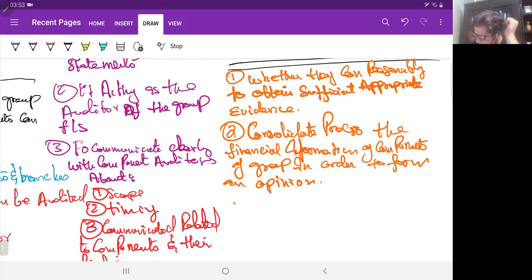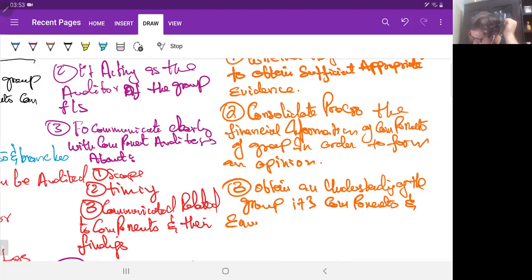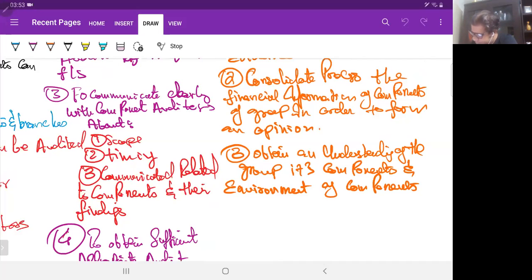So then what you have to do is obtain an understanding of the group, its components and environment of components in order to identify significant component of group.